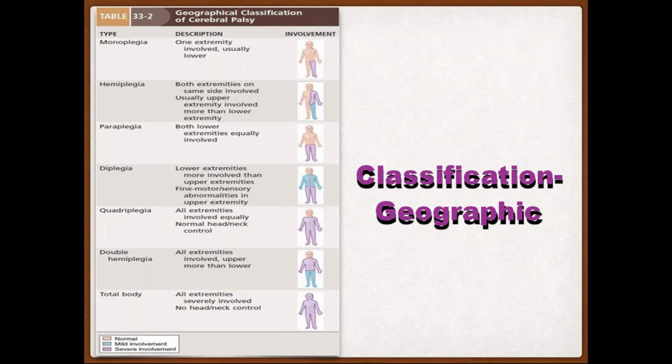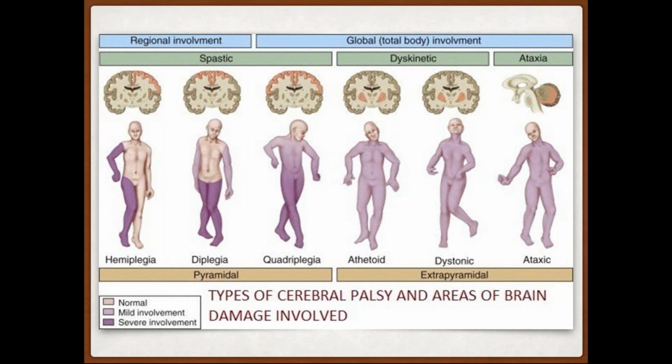In monoplegia, one extremity is involved, usually the lower extremity. In hemiplegia, the extremities on one side are involved, usually the upper extremity more than the lower extremity. Whereas in paraplegia, both lower limbs are equally involved. In diplegia, lower extremities are more involved than the upper extremities. Then quadriplegia, all extremities are involved equally. In double hemiplegia, all extremities are involved, upper more than lower. This is the geographical classification of cerebral palsy: hemiplegia, diplegia, quadriplegia, and the extrapyramidal types: athetoid, dystonic, and ataxic.